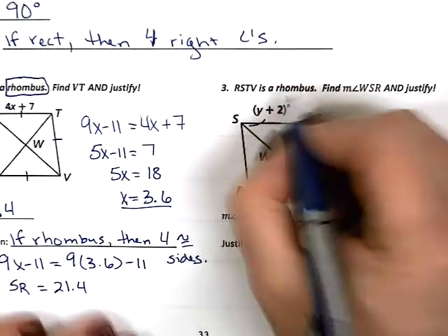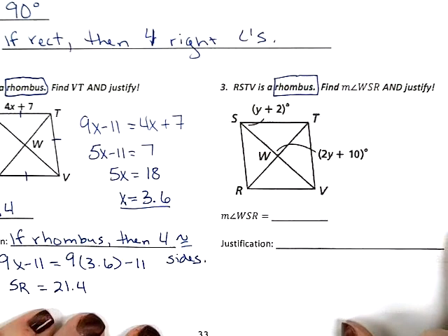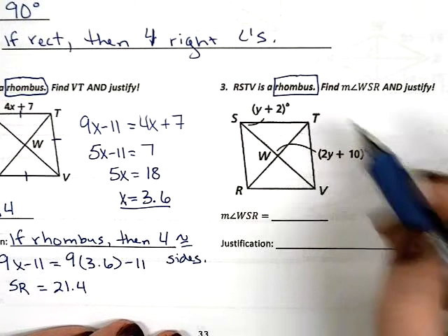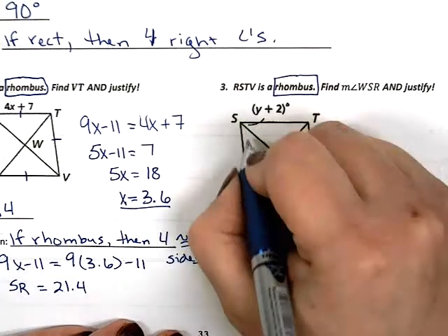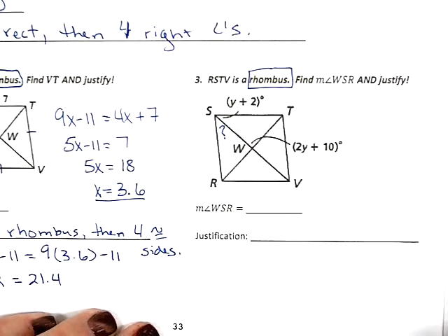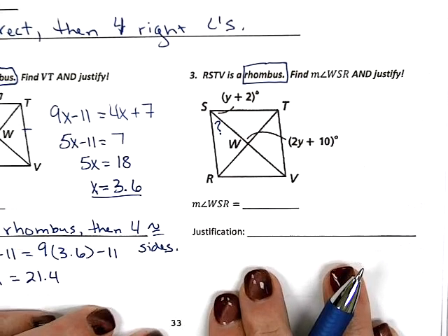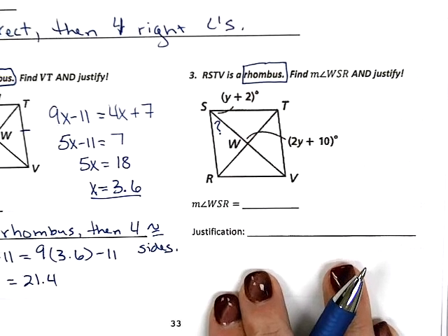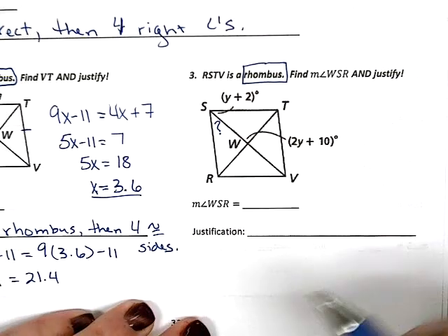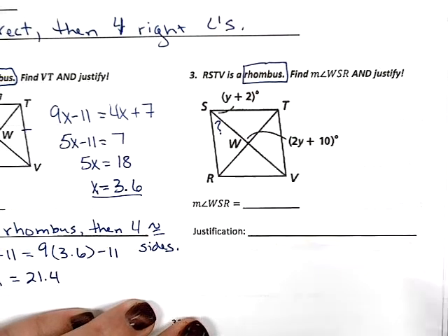All right, another one with a rhombus. So we need to find the measure of angle WSR. I'm going to put a question mark there because that's what we're looking for, and we need to justify our answer. I'm going to let you know we're actually going to have 2 justifications for this one. So bear with me. I didn't leave you a spot for 2 justifications, but you are going to have 2. Taking a look here, I've got to think about a rhombus and all the properties of a rhombus.